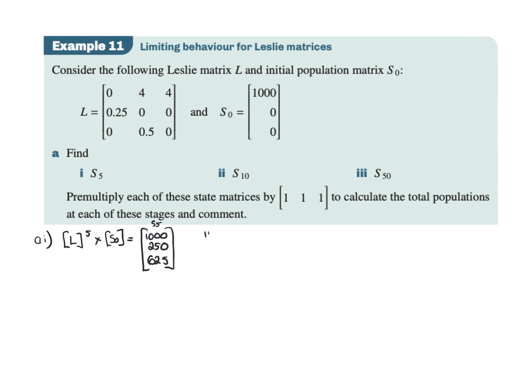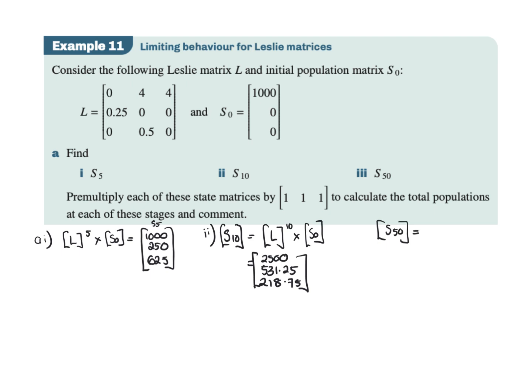If I was finding S10, I would do the Leslie matrix to the power of 10 times S0, and that one equals 2,100. Okay, that's S10, so we're slowly going up in the states. Then S50, we're going to have a look. So we just do Leslie to the power of 50 times S0.